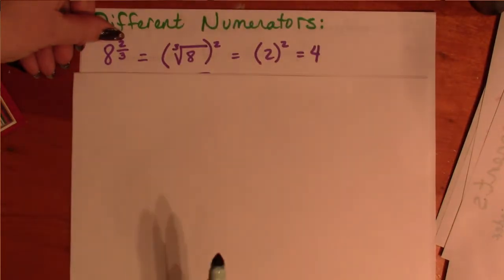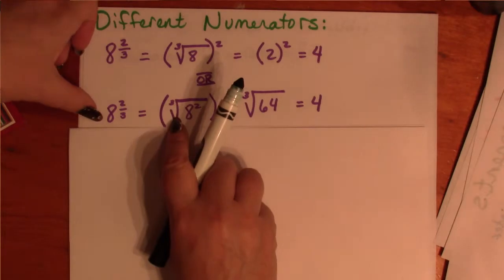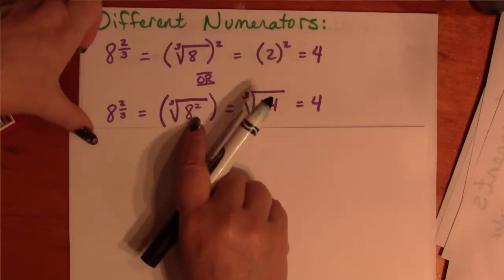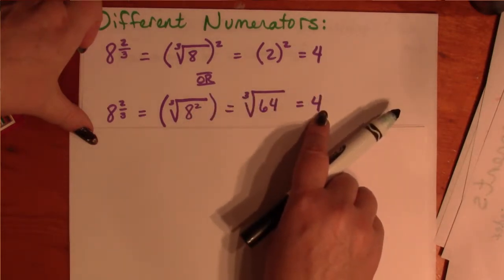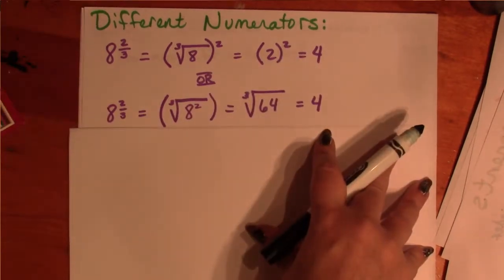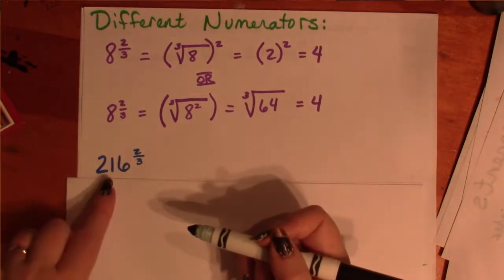Let's try another. Oh, there's another way you could do this too. You could say the cube root of 8 squared. And then the first thing you do would be to find 8 squared, which is 64, and the cube root of 64. Now that's more difficult. It works still, but you can do it either way. They both work.